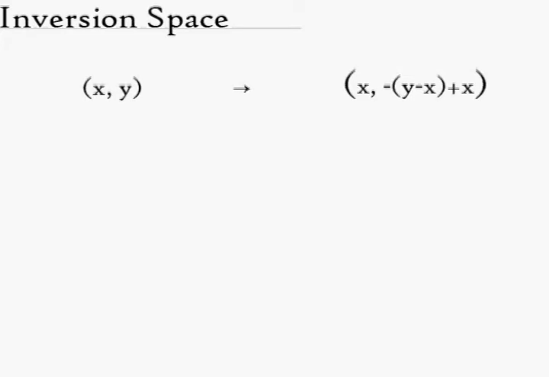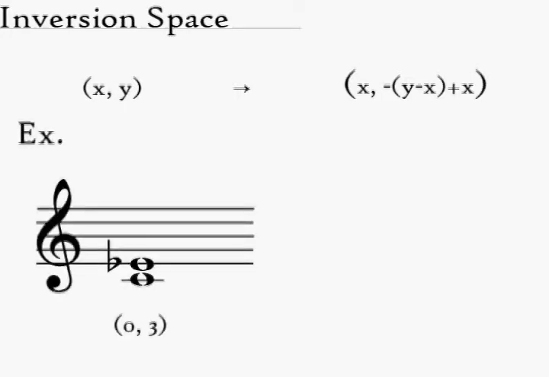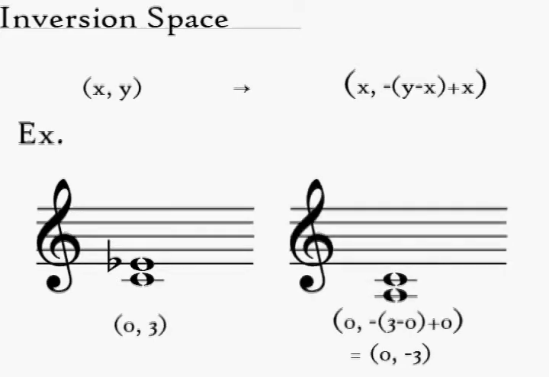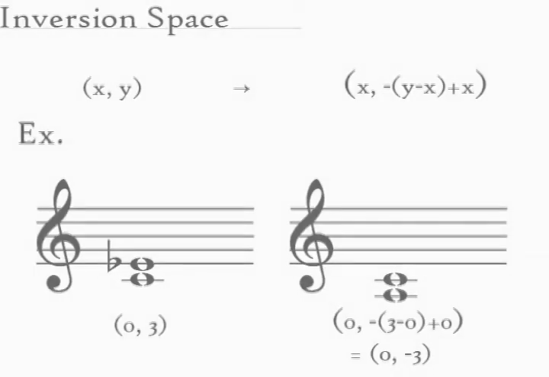Given a set (x, y), the inversion of the set would be (x, x − (y − x)): the distance between y and x, y minus x, reversed with a negative sign, and then added to x. For instance, if the initial interval went up by a minor third, (0, 3), then the inverted set would go down by a minor third, (0, −3), while the first pitch of the set remains the same.